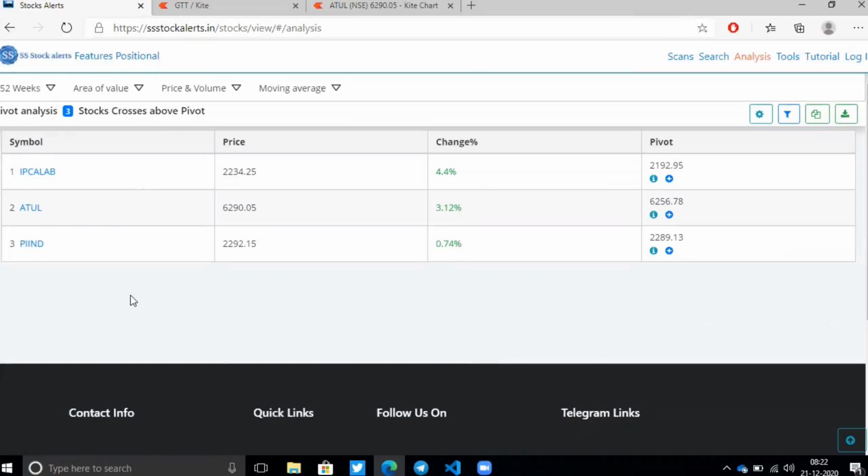And this is the list we got for today. This analysis will change based on the data, so it need not be only 3, it can be 10, 20, any number, right? For today, these 3 are validated, these 3 came out of our analysis scan. If you go to IPCA Lab, we will see how it looks.